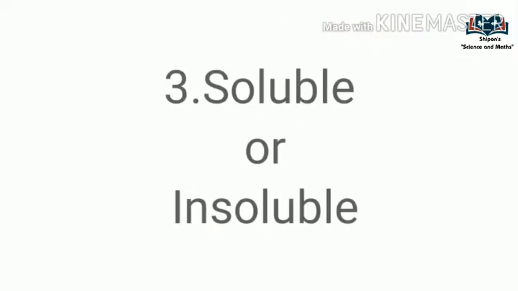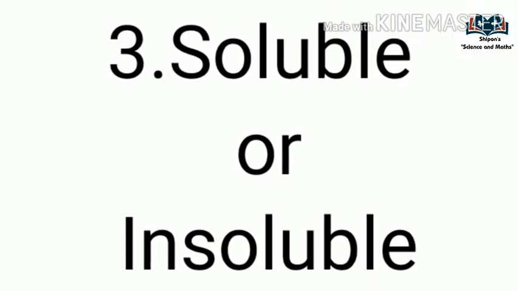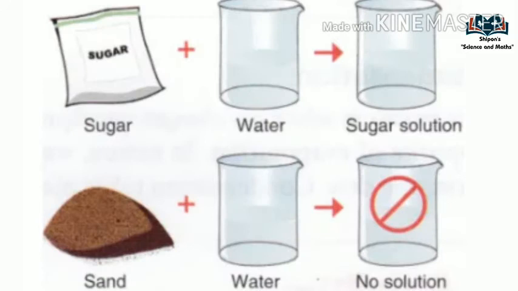Point number 3 is solubility. We can sort materials on the basis of whether they are soluble or insoluble. You see students, some materials completely disappear or dissolve in water, whereas others do not mix with water. For example, salt and sugar disappear completely in water, whereas sand, chalk powder and sawdust do not dissolve in water.